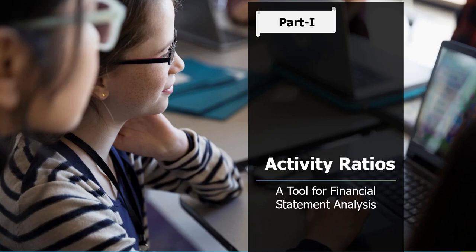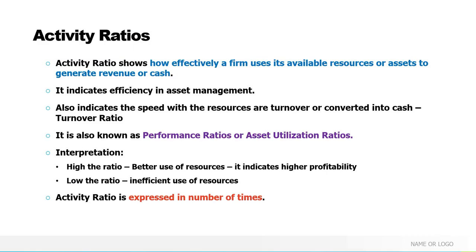Hi everyone, let us learn the concept of activity ratios. The activity ratio is one of the important classifications of ratio analysis, which is used to analyze the financial statement of the business. By using the activity ratio, a business can analyze their financial statement matters and the efficiency of their asset management and profitability concerns, etc. Let us discuss the meaning of activity ratio in detail.